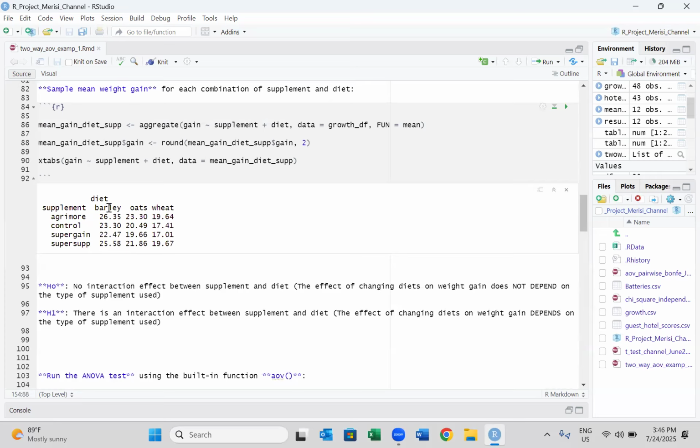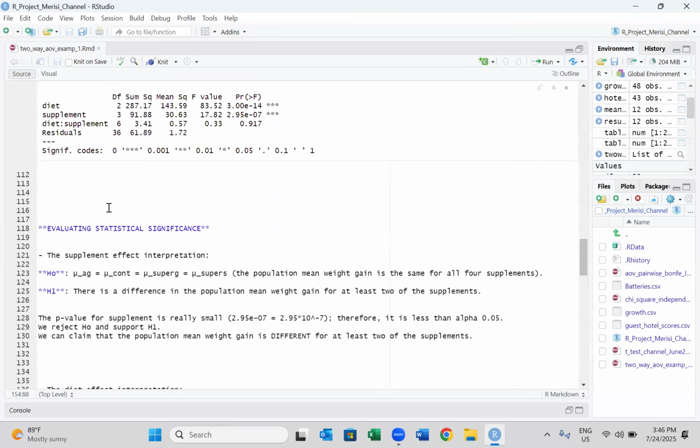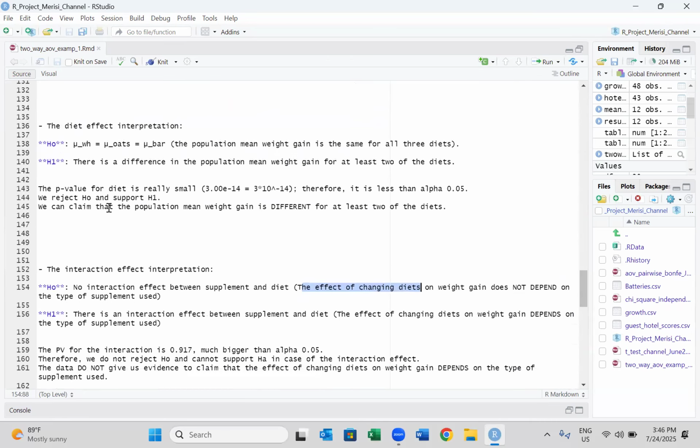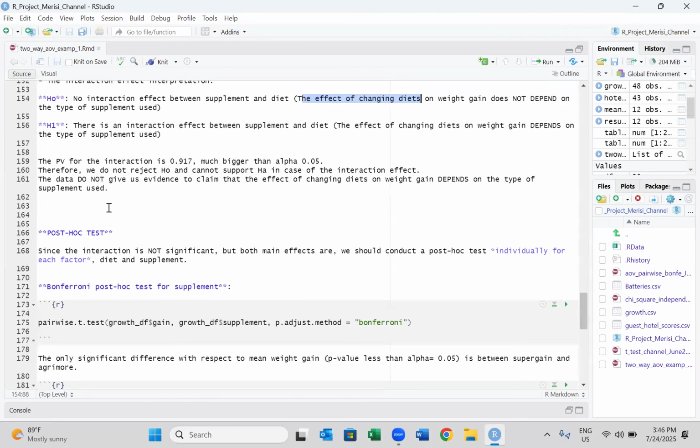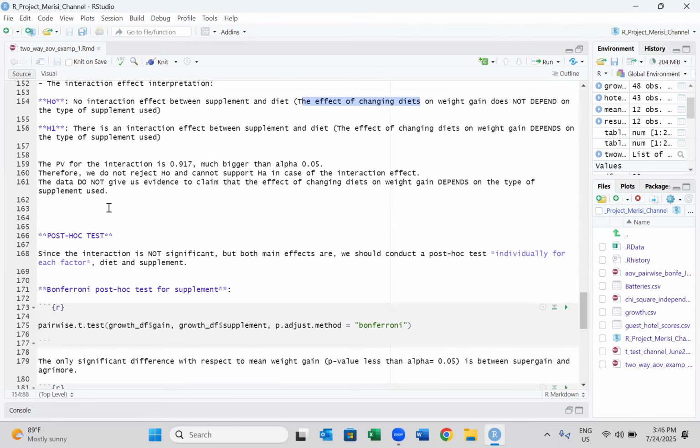And to do the post-hoc test, I'm going to use the Bonferroni test. You can use other post-hoc tests like Tukey, but I'm going to use Bonferroni. If you want to understand the Bonferroni test a little bit better, I have a video on my channel titled Bonferroni test, where I explain how to do the Bonferroni test step by step. So go ahead and watch that video to understand it a little bit better. All right, so Bonferroni test for diet, Bonferroni test for supplement, both.